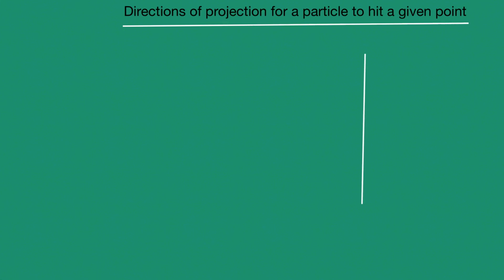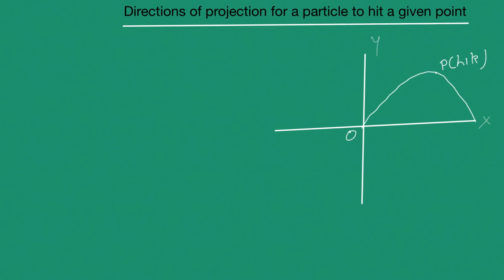this is a line and this is another line, and I'm going to name this as x-axis and this as y-axis, and say this is point O, and this is any point P, h comma k, a given point which is to be hit by the particle which is projected from here with velocity u.